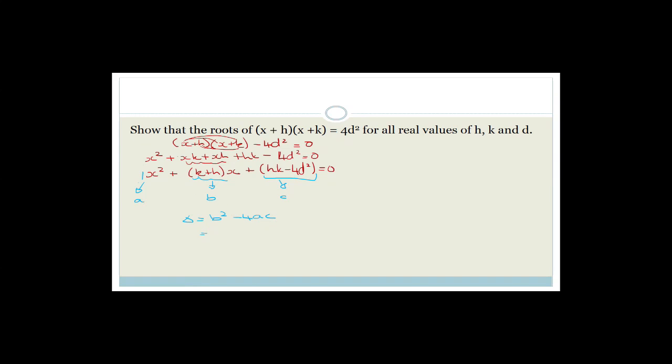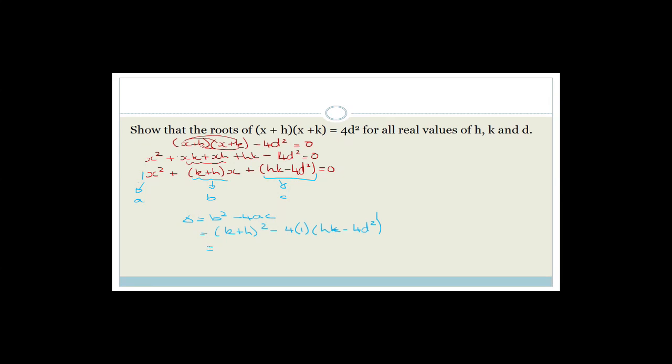B is k plus h, so it becomes k plus h all squared, minus 4 times a, which is 1, times c, which is hk minus 4d squared. That's much better.